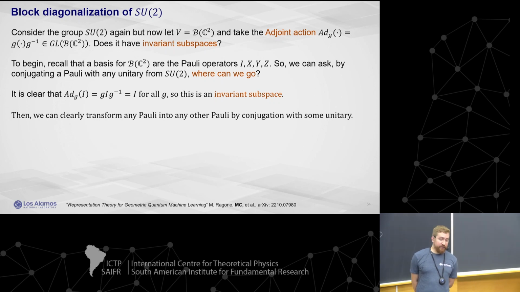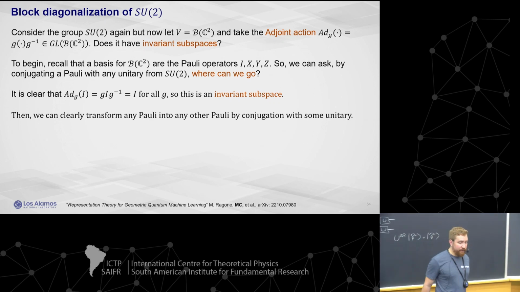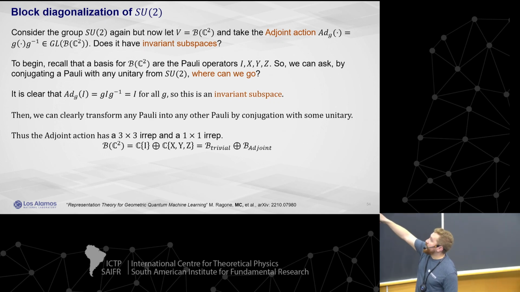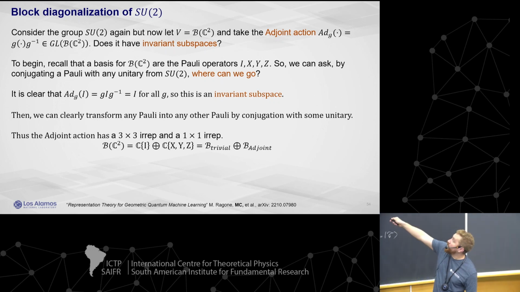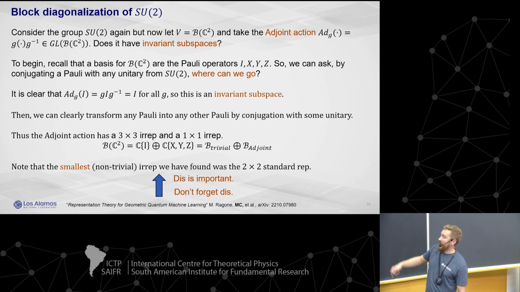And then it's not hard to see that you can take any Pauli, conjugate it with unitaries, and get to any other Pauli. So those three on their own form another invariant subspace. So now we can see that the adjoint representation acting on this vector space of bounded operators on C^2 is not irreducible, and it decomposes like this. You have, again, a one-dimensional space where you act trivially. The action of every G is just the trivial action. It does nothing.